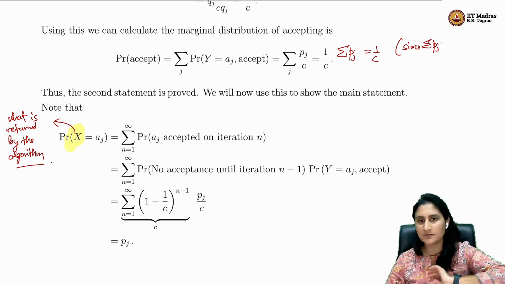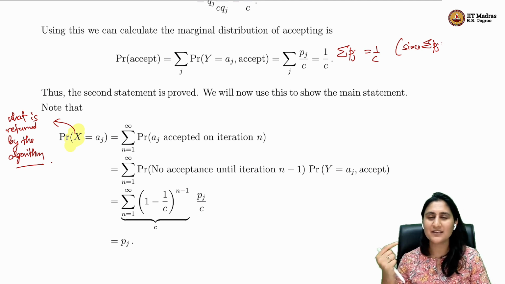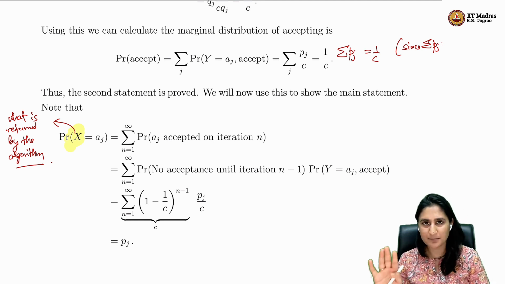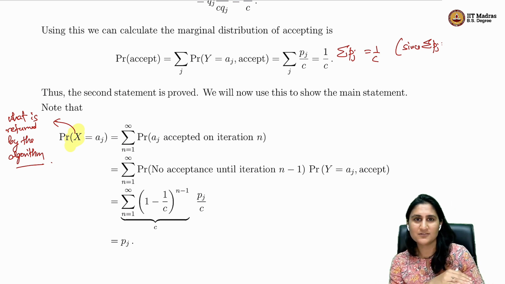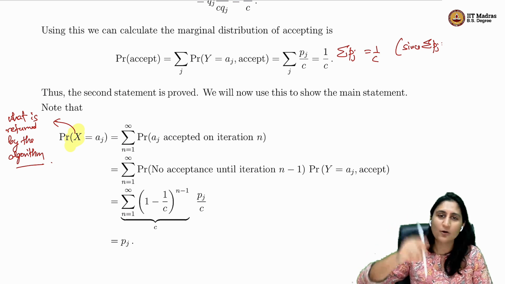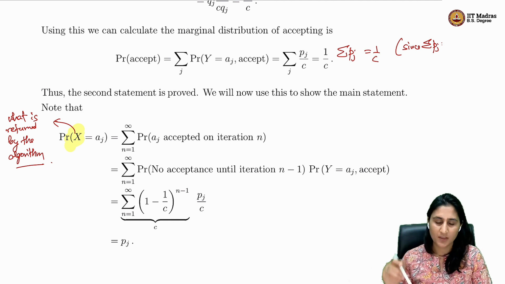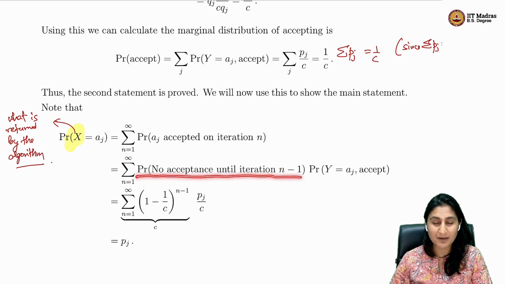You can be stuck in an infinite loop maybe. But if aj is accepted on iteration n, then that means that in all the n minus 1 iterations, there were no acceptances. Not that aj was not the acceptance, but there were no acceptances at all. Because if there was a single acceptance, we would not be on loop n. So this becomes the probability that there's no acceptance until iteration n minus 1.